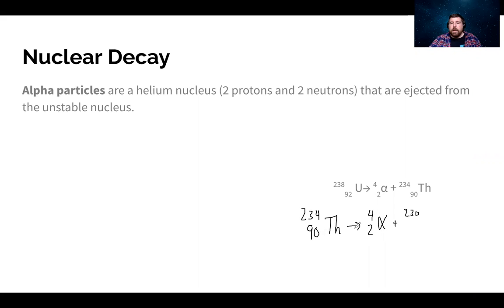230. 90 equals 2 plus what? This is going to be 88. Element 88, I believe, is radon, but this is why you have your periodic table. It's actually radium, so this would be Ra. There you go. So that's how you would approach these nuclear reactions, if you will.